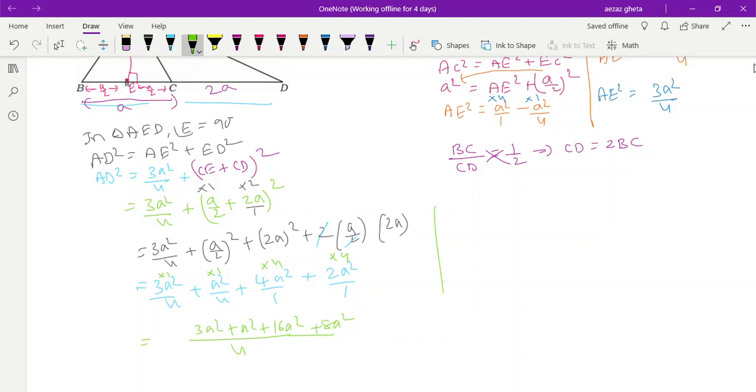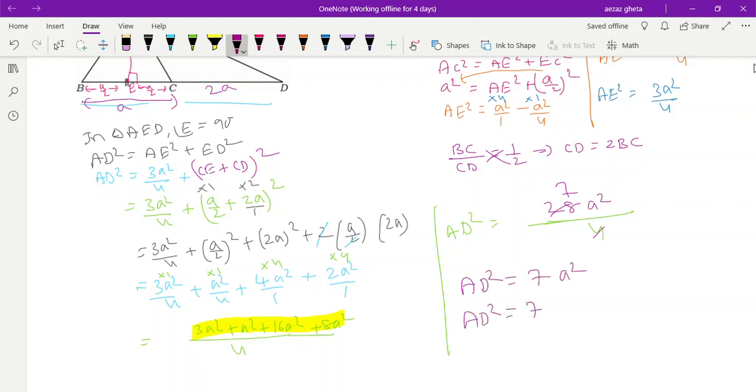So we'll get here AD square is equal to, whole divided by 4 only, it is 3 plus 1, 4, 4 plus 16, 20, 28. 4 ones are 4, 4 sevens are 28. AD square is equal to 7a square. AD square is equal to 7, in the place of a, you know, we have kept what is there to find or what is there to prove. You can do that.